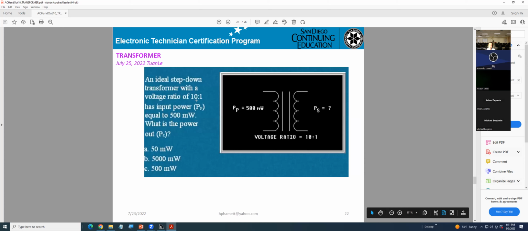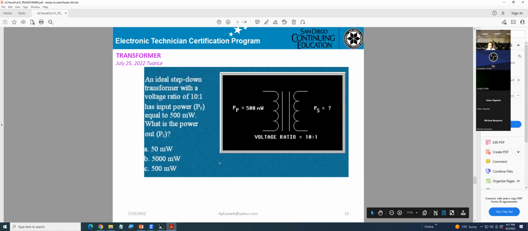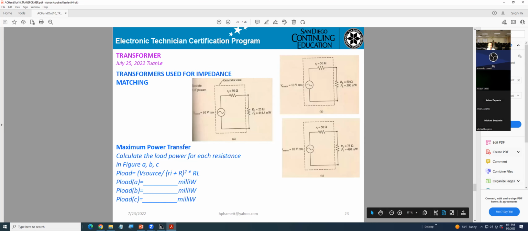Okay, an ideal step-down transformer with the voltage ratio 10:1 at input power 500 milliwatts. What is the power of the secondary? Okay, so you can use that formula to calculate it. Last one, the transformer is for impedance matching.